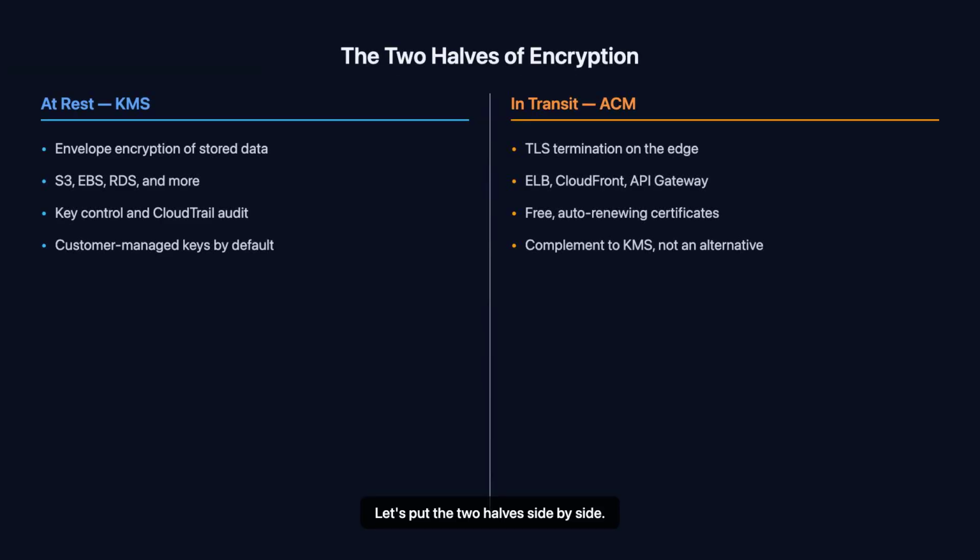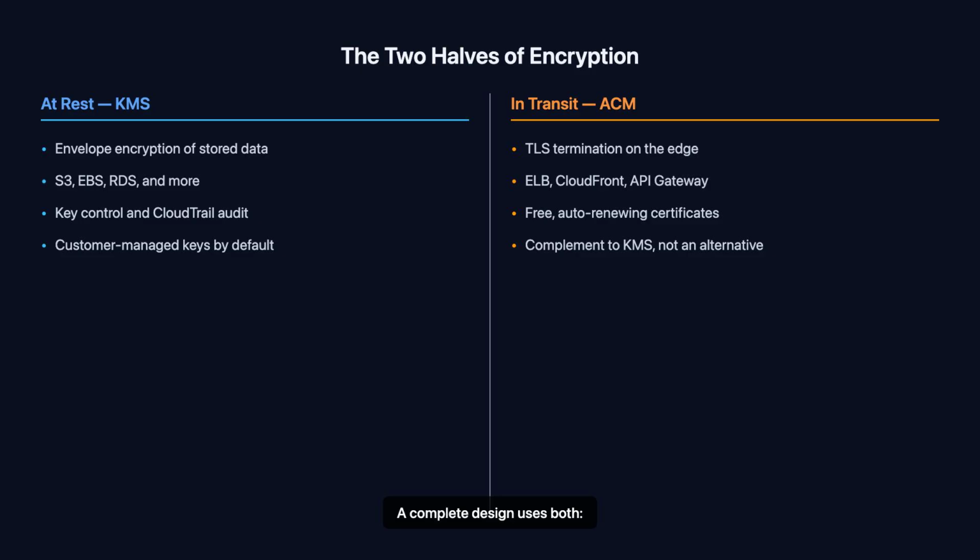Let's put the two halves side by side. On the left, encryption at rest with KMS. It's envelope encryption of stored data across S3, EBS, RDS, and more, with key control and CloudTrail audit using customer-managed keys by default. On the right, encryption in transit with ACM. It handles TLS termination at the edge on the load balancer, CloudFront, and API Gateway with free auto-renewing certificates. The key idea is that these two are complements, not alternatives.